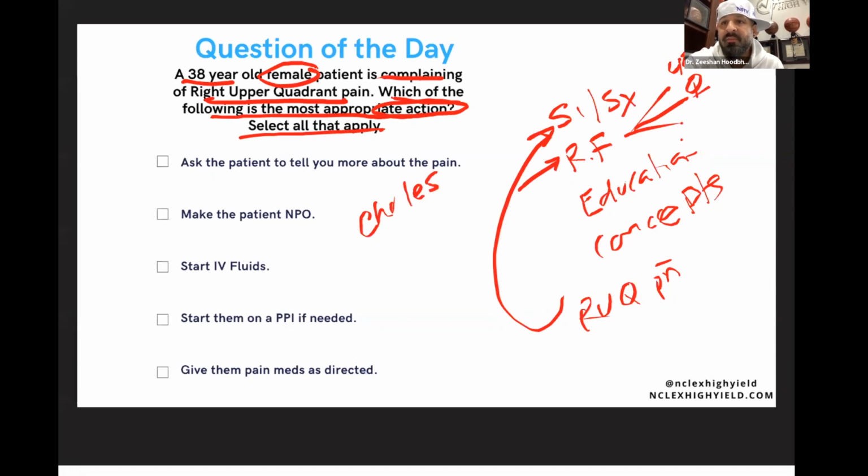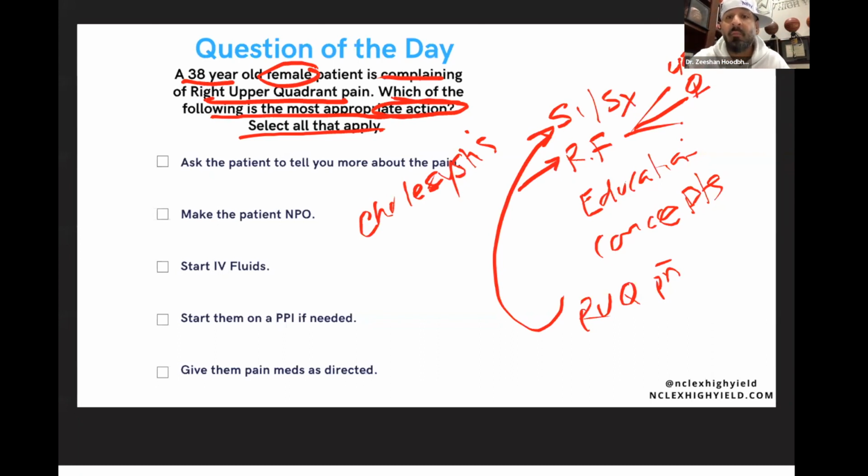Well, if somebody presents with cholecystitis or any type of GI issues, what are we going to do first? Those of you that are students of mine, NPO. But if we make them NPO, what are we going to start them on? IV fluids, and then give them what? PPI as needed and pain meds as needed, right? These are things that are going to be given.